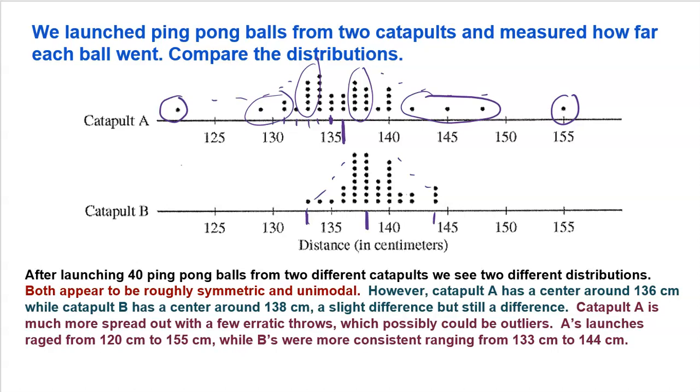Make sure you use units. I don't like it when kids say maybe the center is between 130 and 140. Well, that's not a center, that's a range. A center is a single value. Again, right now we're just estimating with our eyeballs, but you could definitely tell that catapult B is a little bit higher as a center than catapult A.